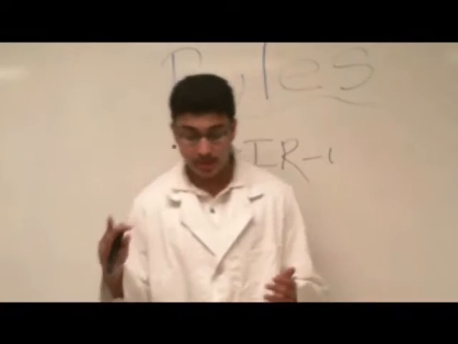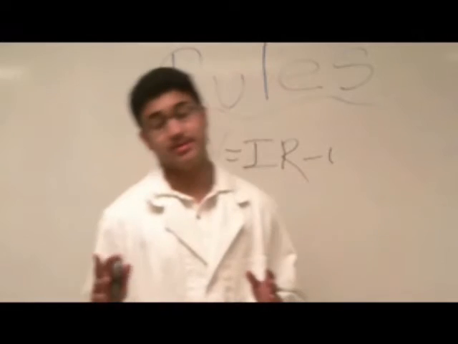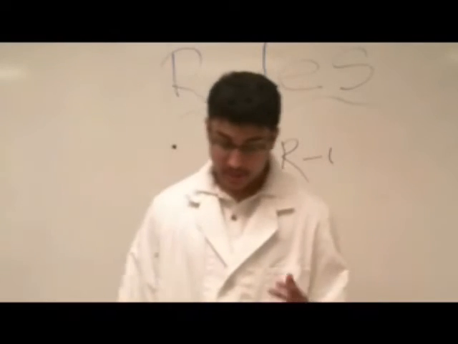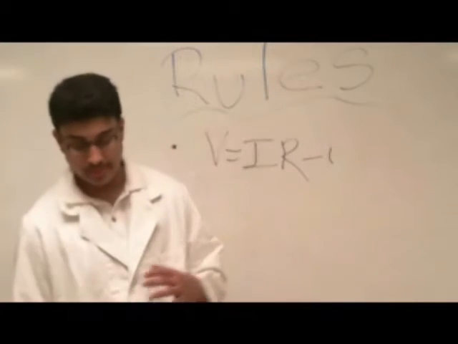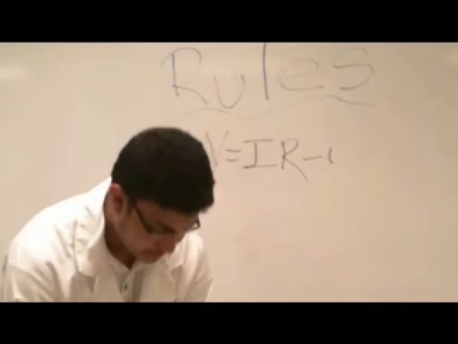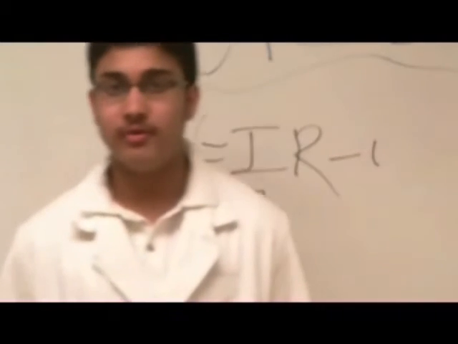Now, the minor rules are: the resistance of a conductor remains constant, and the current is directly proportional to potential difference. You can see it in the diagram. Those are the main rules, and when you're solving an equation, always remember these rules.